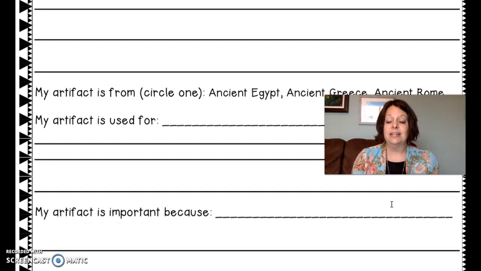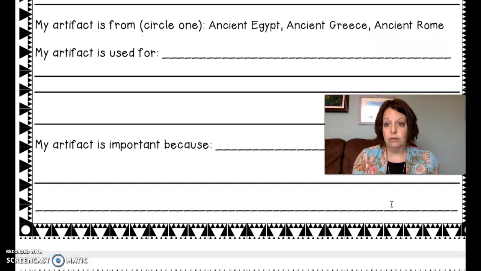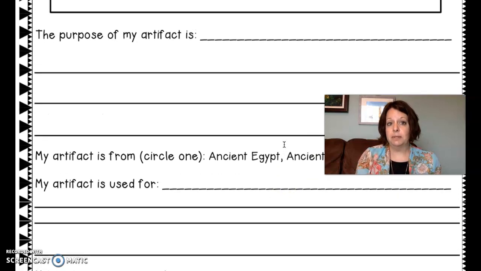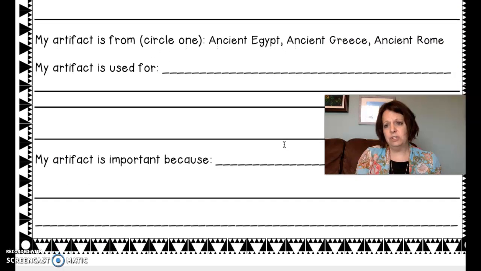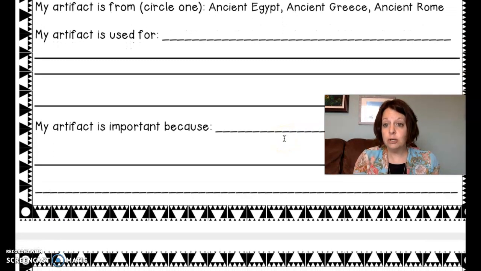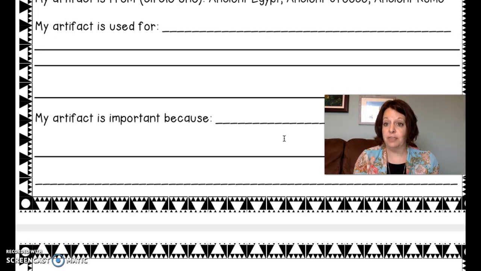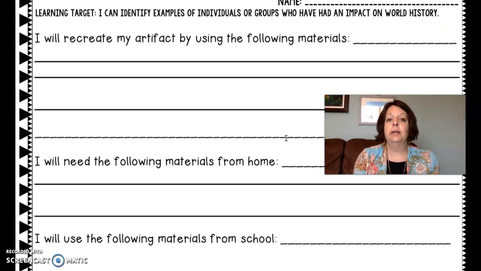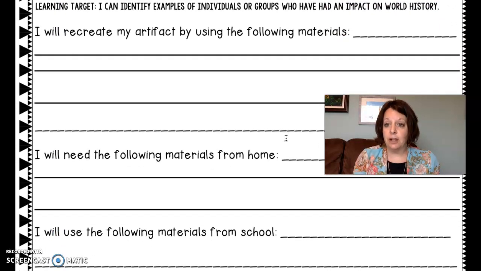My artifact is used for, okay? So that's similar to the purpose of it, but think about what your artifact was used for during that time. My artifact is important because, so explain why the ancient Egyptians, Greeks, or Romans thought that artifact was important. Okay. I will recreate my artifact by using the following materials.